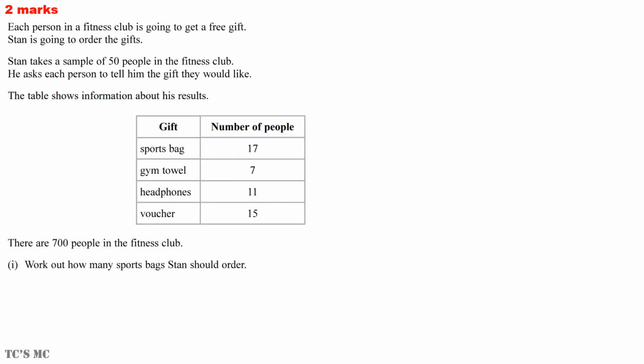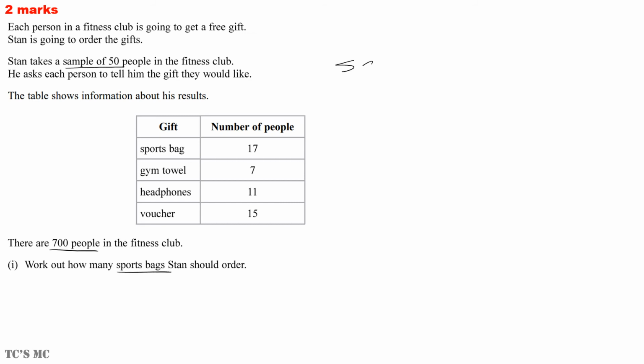Each person in a fitness club is going to get a free gift. Stan is going to order the gifts. Stan takes a sample of 50 people in the fitness club. He asks each person to tell him the gift they would like. The table shows information about his results. There are 700 people in the fitness club. Work out how many sports bags Stan should order.